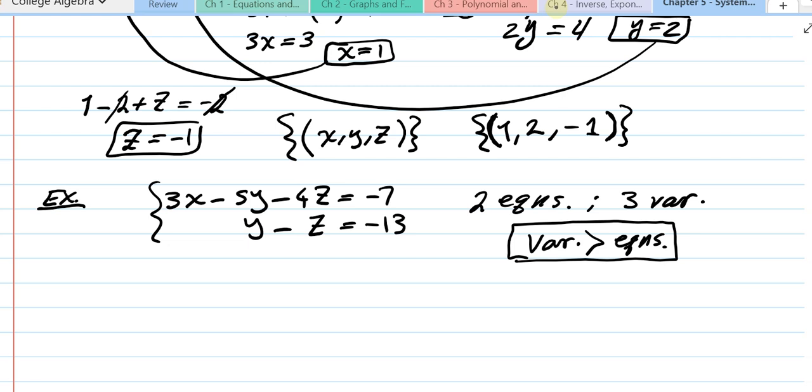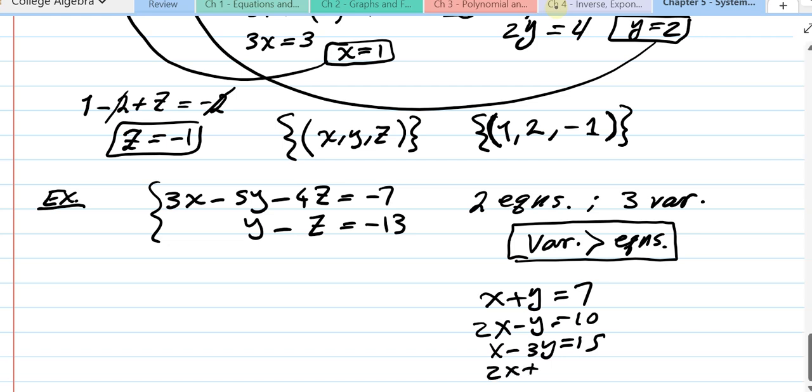Okay. Now, what if you have more equations than variables? Then that's fine. Let's say I have x plus y equals 7, 2x minus y equals 10, x minus 3y equals 15, 2x plus 3y equals, I don't know, 11. You see that? A couple of these are redundant, right? Because I really only need 2 of them. Why do I need 4? And assuming these are all independent as well.